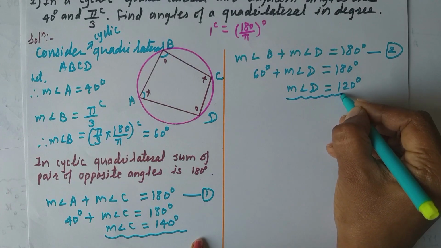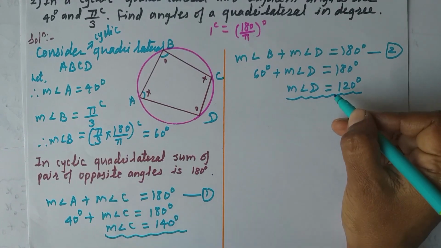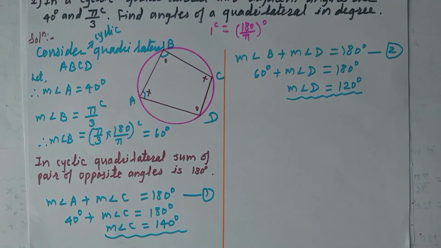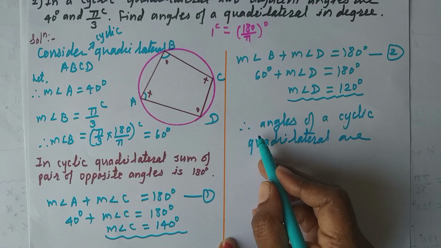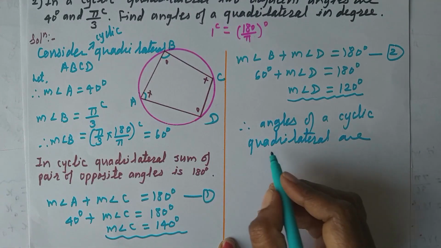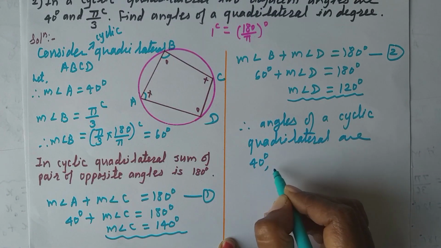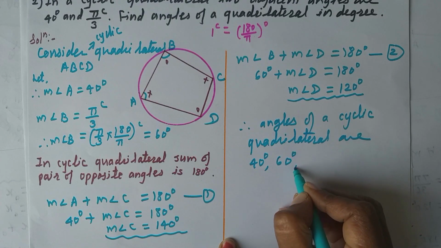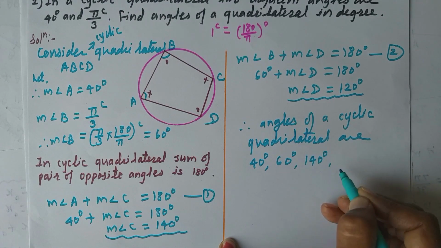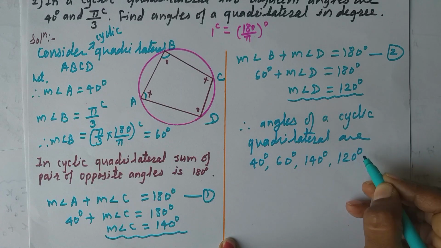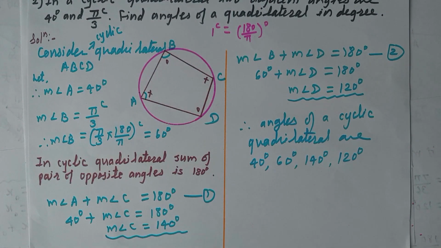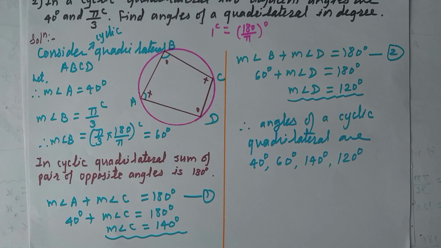In this way I have got angles C and D, and A and B are already given. In this way we have found all the 4 angles of a cyclic quadrilateral. Therefore you write down, therefore angles of a cyclic quadrilateral are 40 degrees, 60 degrees, 140 degrees and 120 degrees. Okay. In this way, we have found all the 4 angles of a cyclic quadrilateral.